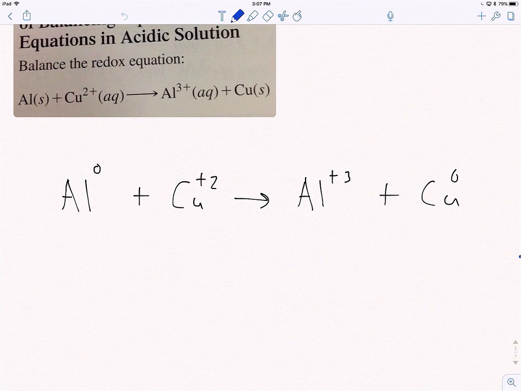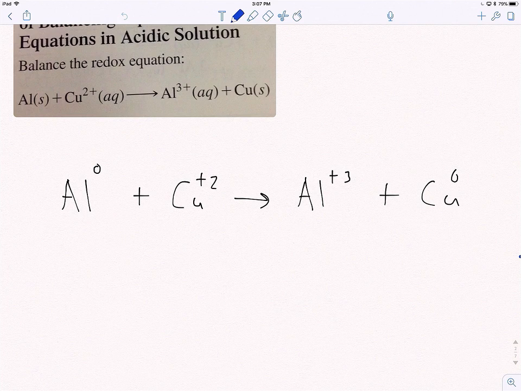So the first step, assign the oxidation states. Which is weird, you probably look at this like, oh, it's balanced, 1 to 1 to 1 to 1. It doesn't really work this way, though, because of the electrons. I'll show you in a second. So aluminum is a free element. It has an oxidation state of 0. Monatomic ion plus 2, monatomic ion plus 3, and then copper metal is 0.